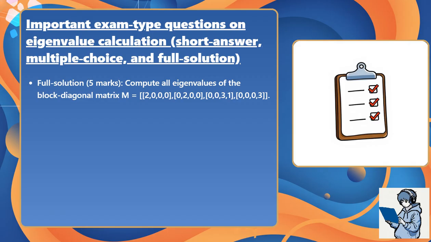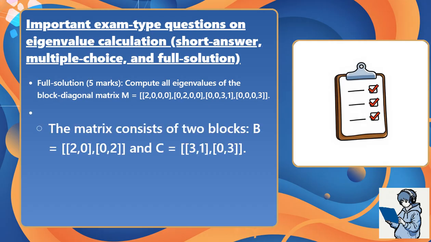Full solution, 5 marks. Compute all eigenvalues of the block diagonal matrix M equals [2, 0, 0, 0], [0, 2, 0, 0], [0, 0, 3, 1], [0, 0, 0, 3]. The matrix consists of 2 blocks. B equals [2, 0], [0, 2], and C equals [3, 1], [0, 3].